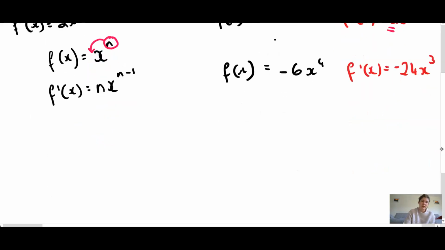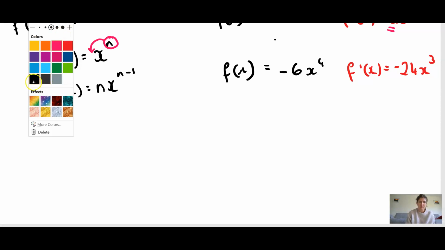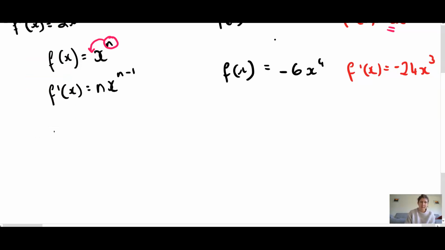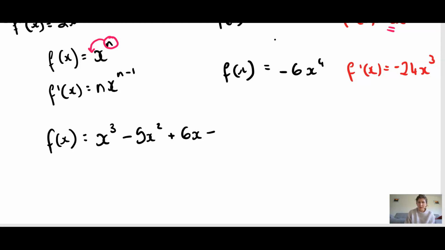Now, for some reason, textbooks always want you to differentiate separately, but say you have a polynomial that has more than one term. Say, for example, f of x equals x cubed minus 5x squared plus 6x minus 15. Then we can find the derivative of that function by differentiating each part separately. Okay, so we take the derivative of each part individually. So we can look at this as 3x squared minus 10x plus 6 again.